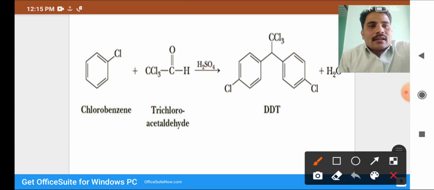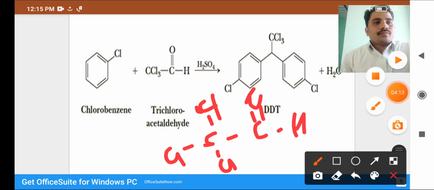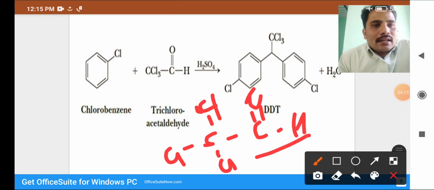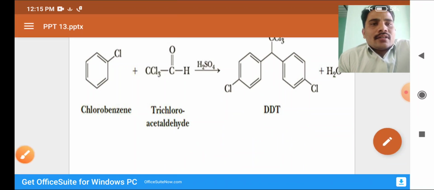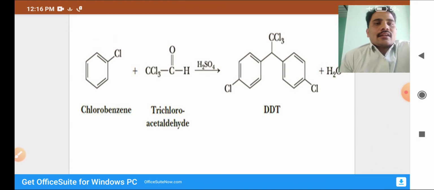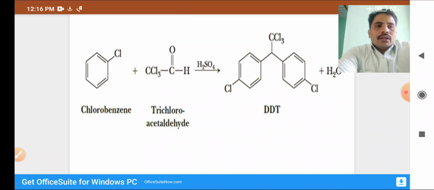This is a trichloro group: here it is Cl, here it is Cl, here it is Cl, and this is an aldehyde group. There is a carbon atom and chlorine atoms, trichloroacetaldehyde. Then sulfuric acid reacts with trichloroacetaldehyde to get the DDT structure.